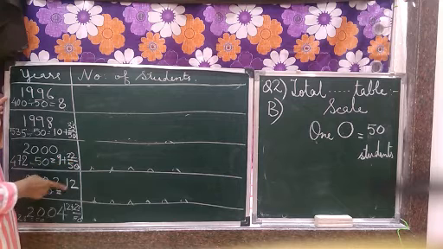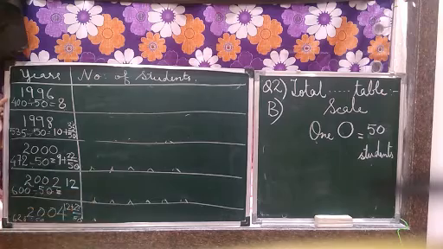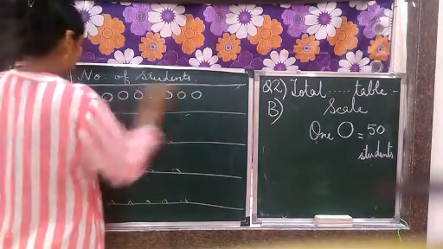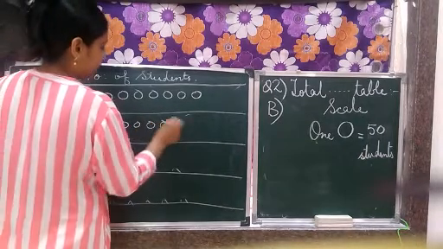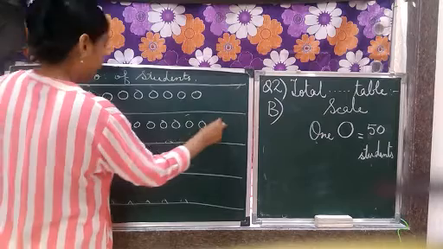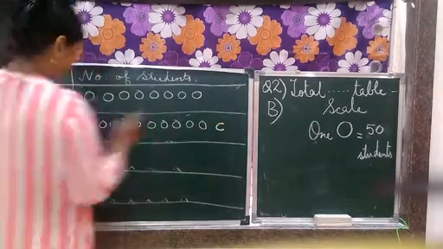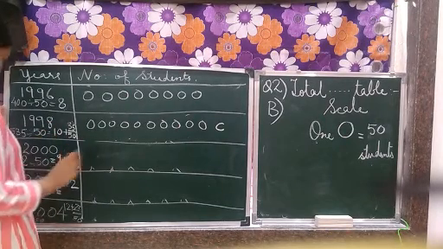1 incomplete. Here we will draw 12 complete and 1 incomplete. Okay. So 1, 2, 3, 4, 5, 6, 7, 8, 9, 10 and 1 incomplete. And that too more than half. Why? Because 35 is more than half of 50.